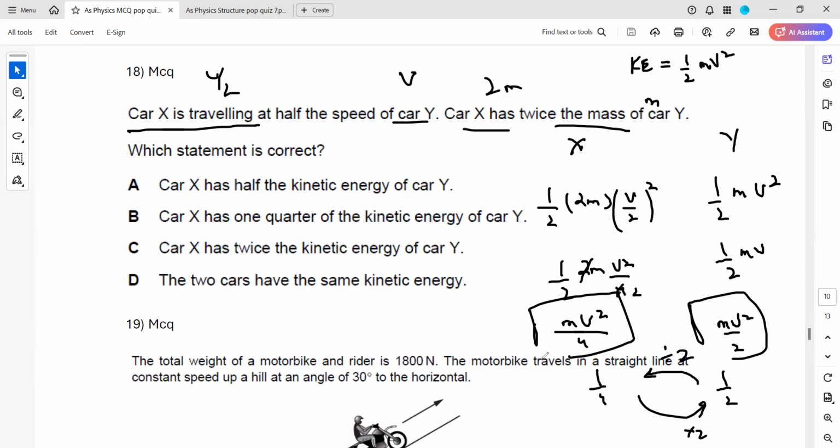We will check the statements, which are the right statements. Car X has half the kinetic energy of Y. That is true, because if the kinetic energy of Y is 1 by 2, the kinetic energy of X is 1 by 4. It means it has half the kinetic energy. So statement A is correct. Is it clear? The relation between X and Y, the kinetic energies.